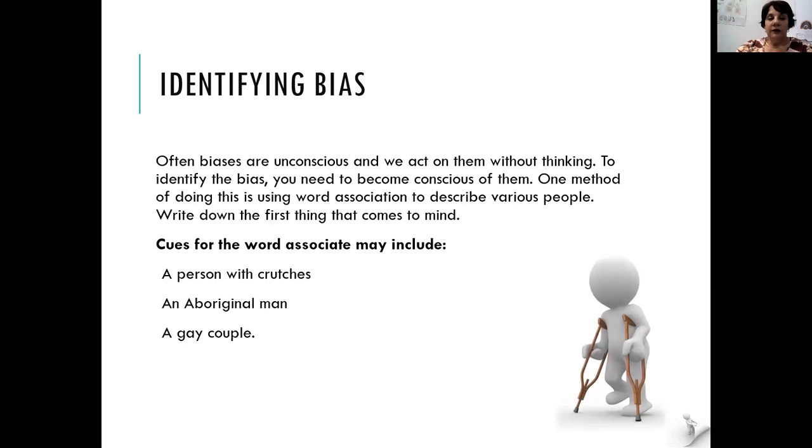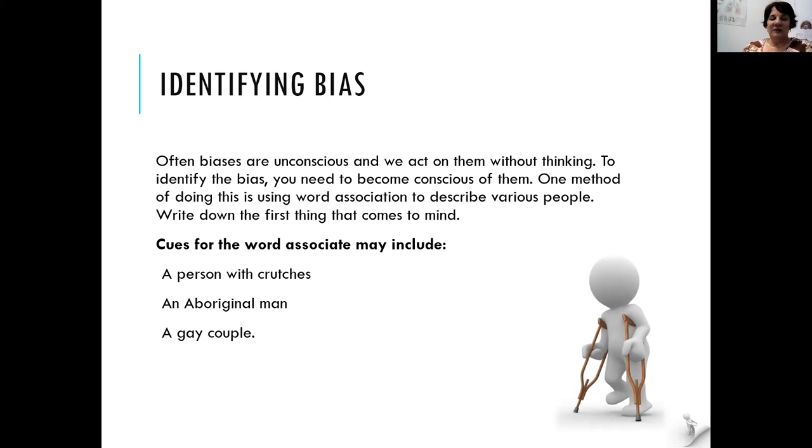Identifying these biases: they are often unconscious and we act on them without thinking. To identify biases, we need to become more conscious of them. One method of doing this is using word association to describe various people, which we just did. Write down the first thing that comes to mind when you think of Italian. What do you think? First thing. Isn't that a biased statement? Because you might be one that doesn't.